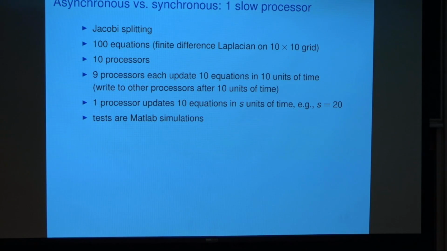And I'm going to make the assumption that each processor updates its 10 equations before the update is made available for the other processors to see. Okay? And to make this interesting, I'm going to say that 9 processors are normal processors, and they're going to update their 10 equations in 10 units of time. Okay? And then 1 processor is going to update its 10 equations in s units of time, where s is different from 10. So for instance, s could be 20, meaning that this processor is twice as slow.